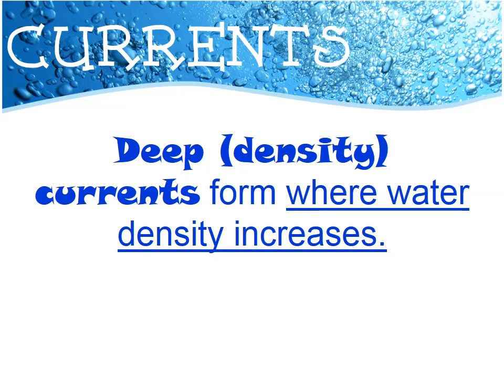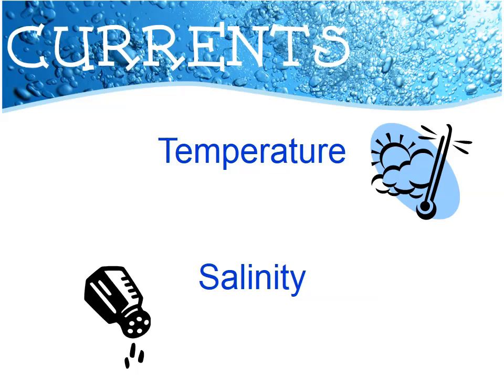And density currents are going to happen wherever the density increases. Now we've talked about density before, and when things are more dense, they sink. When things are less dense, they tend to rise. So what causes then the density to increase? Let's look at the next slide. So these 2 things cause density to increase: temperature and salinity.